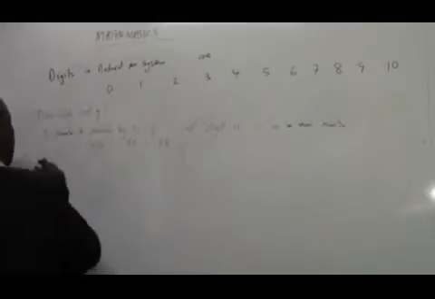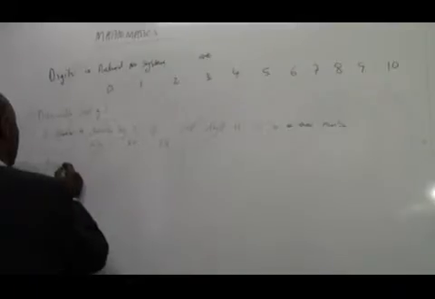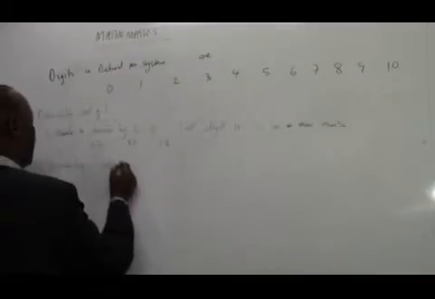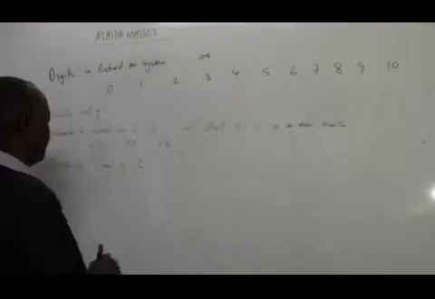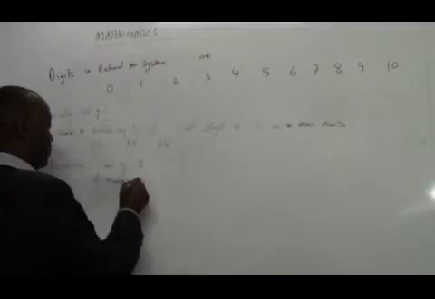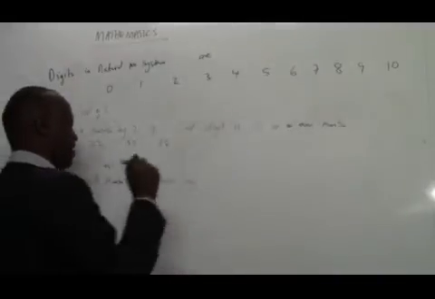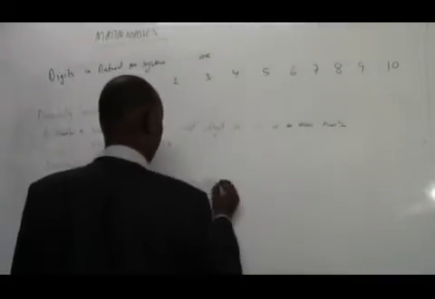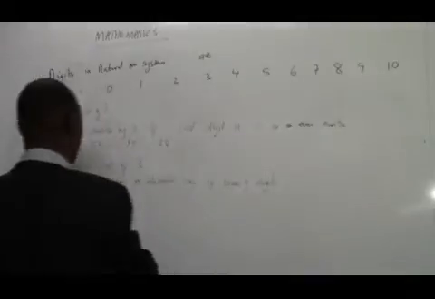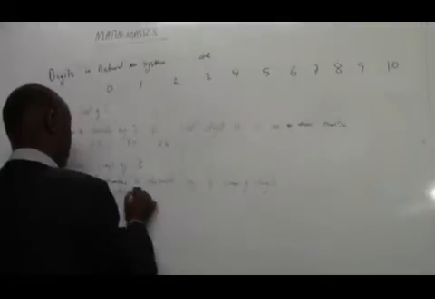Let's go to the divisibility test of 3. A number is divisible by 3 if the sum of its digits is divisible by 3.